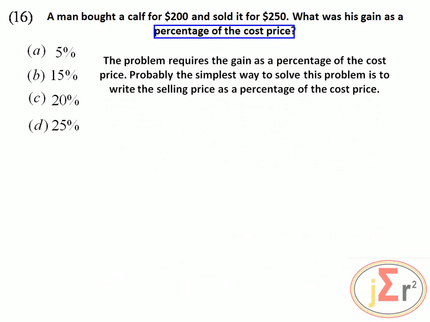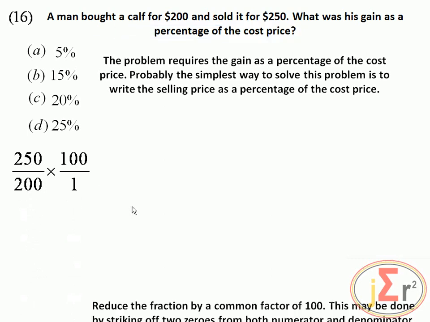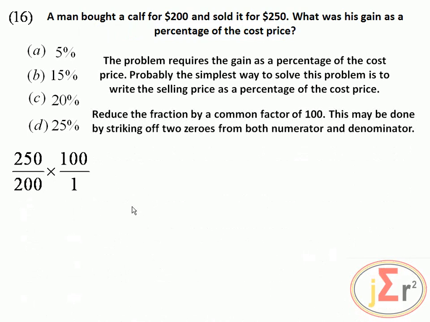Probably the simplest way to solve this problem is to write the selling price as a percentage of the cost price. Like so. Cost price here, selling price right there, multiply by 100. Reduce the fraction by a common factor of 100. This may be done by striking off zeros, 2 zeros as a matter of fact, from both numerator and denominator.